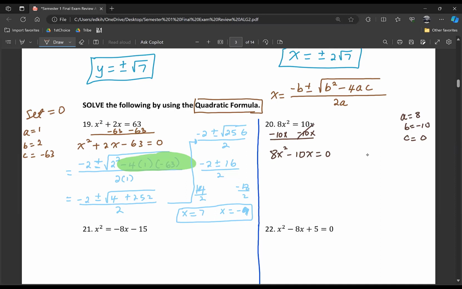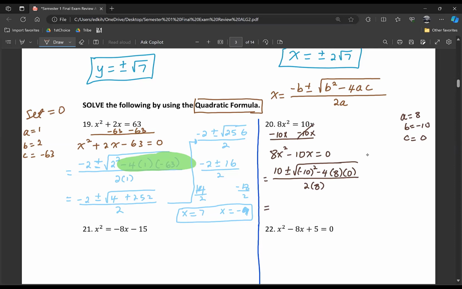So negative b, so negative 10 becomes a positive 10, plus or minus the square root of b squared. Now be careful here. If you have a negative number and it's being squared, you better put that in parentheses in your calculator. If you don't use the parentheses, it's going to be wrong. Minus 4 times a, which is 8, and c is a 0, right? So times 0. All of this divided by 2 times the a value, which is an 8, right?